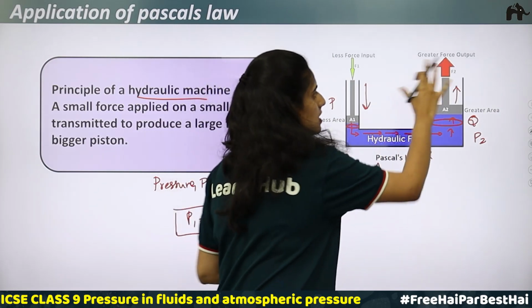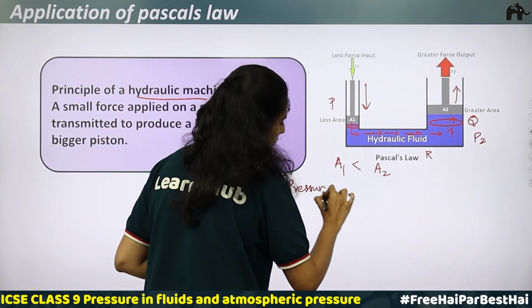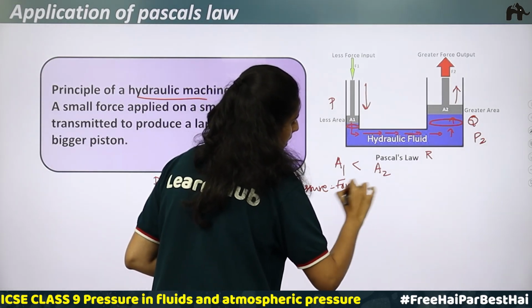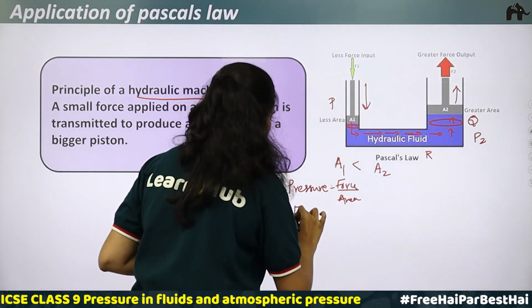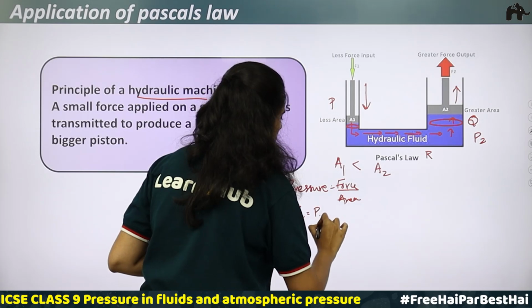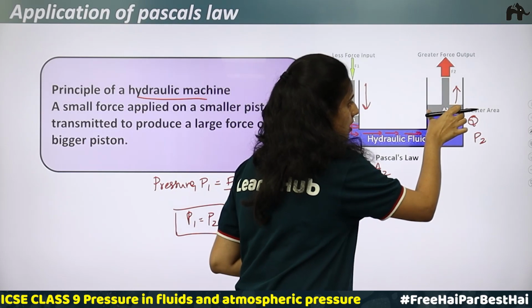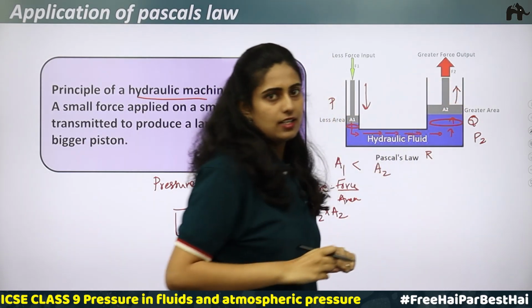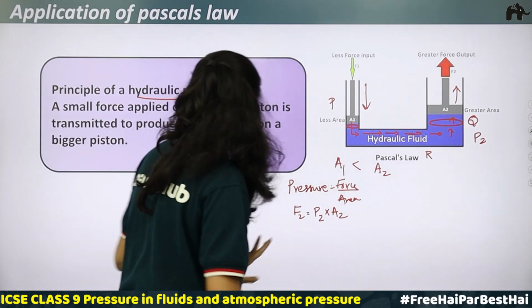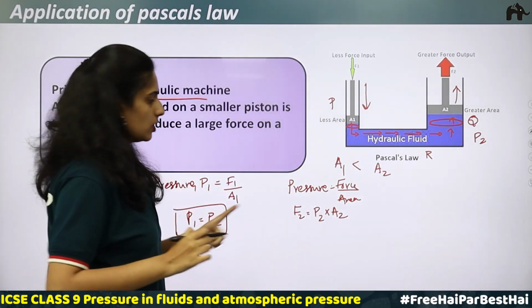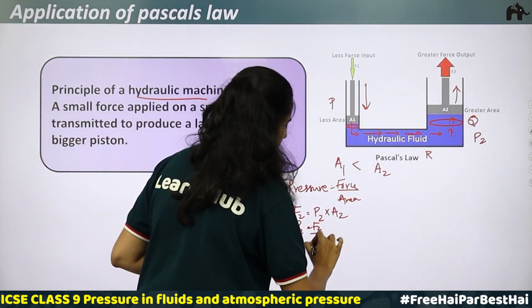So what is this force? How to find force? We have pressure is equal to force by area, which means force. Here the force is F2. F2 will be equal to P2 into area A2. Due to this pressure, the piston will rise. The force will be P2 into A2. Now we know that P2 is equal to P1. From this we are able to write P2 will be equal to F2 divided by A2.